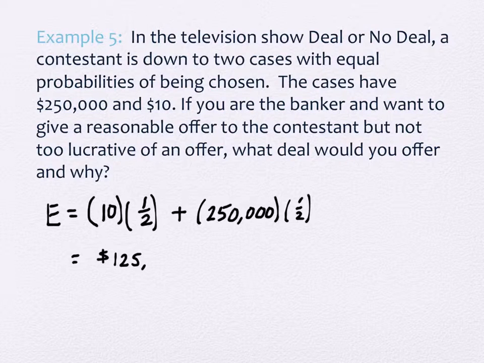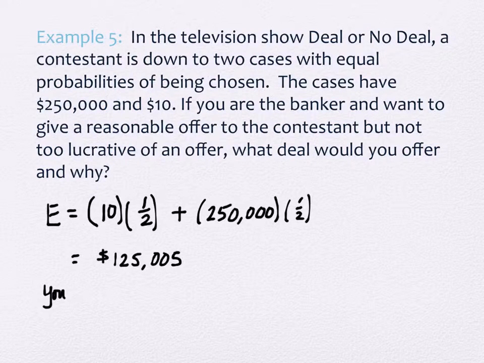Okay, so the number we actually come up with is $125,005. Now, I don't know about you, but I don't think the banker has ever offered a weird number like that before. It's a little odd, right? But the principle is still there. What would he be offering? Around $125,000, right? That would be the reasonable kind of offer.